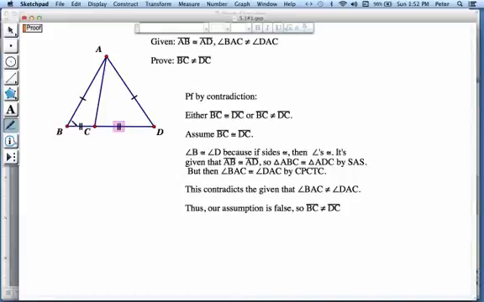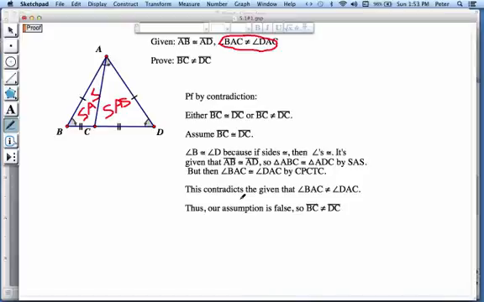So we know that angle B must be congruent to angle D, because if the two sides AC and AD are congruent, then the angles must be congruent. It's also given that these two sides are congruent, so we know that triangle ABC is congruent to ADC by side angle side. Okay, but then angle BAC would have to be congruent to angle DAC by CPCTC. But we're given that the two angles are not congruent. So this contradicts the givens, so our assumption is false.